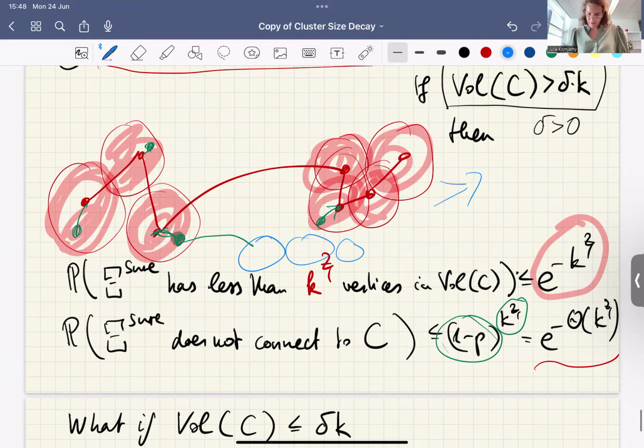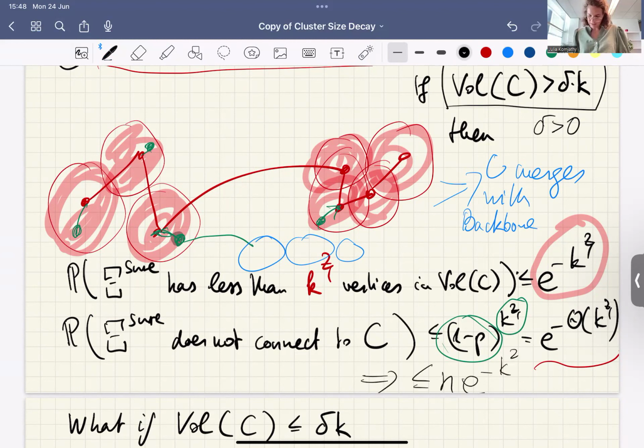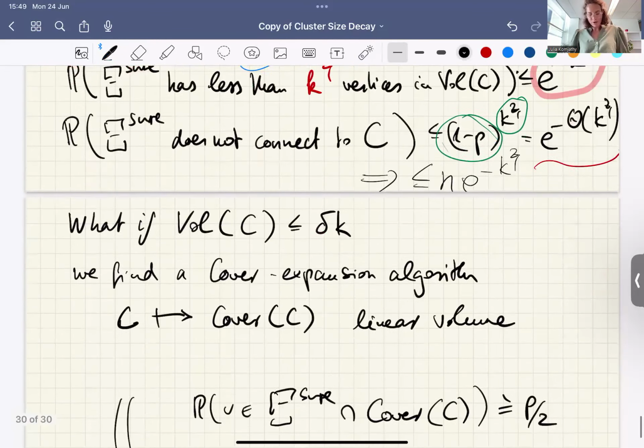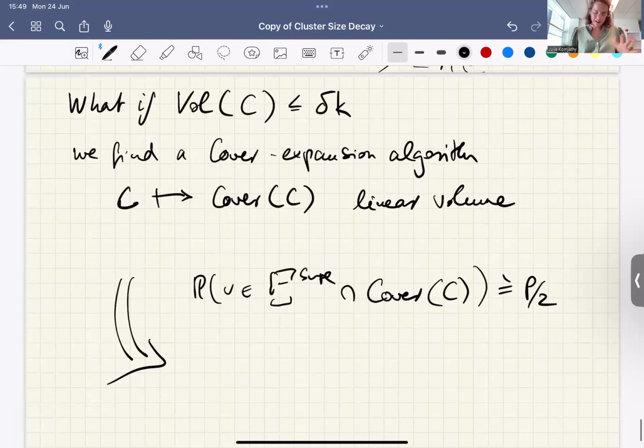So let me write it down. C merges with the backbone. And then if you take the union bound over all components, then you get the error probability n times e to the minus k to the zeta, which is exactly the right error. So, and here I have my very last unfinished slide.